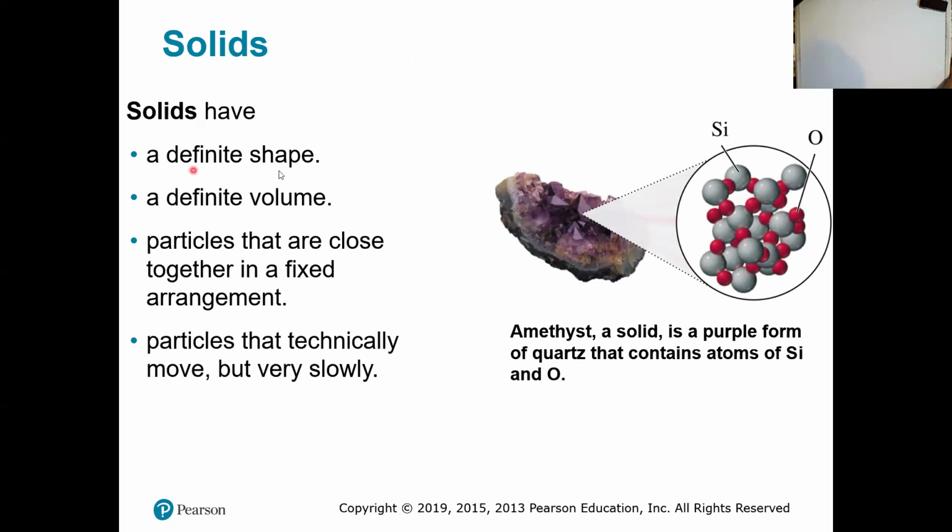Our solids are going to have a definite shape, which means that their shape will not change. They'll have a definite volume, which means that their volume will not change. Solids are going to have particles that are very close together. Okay, so they're going to be touching each other essentially when they're in their atomic or molecular form. If you could zoom in really close, you'd see all the atoms touching side by side. And the particles that make up your solids are going to be in a fixed arrangement.